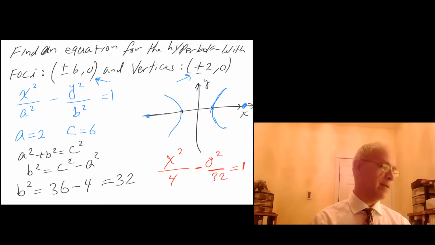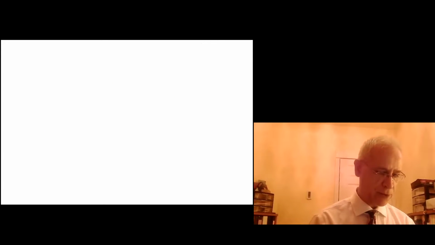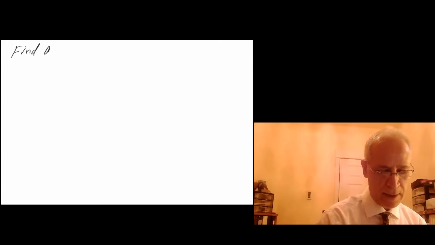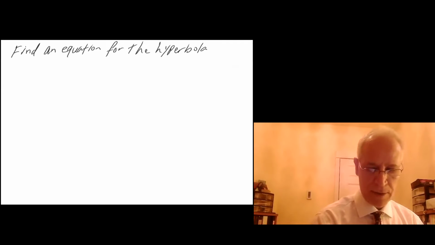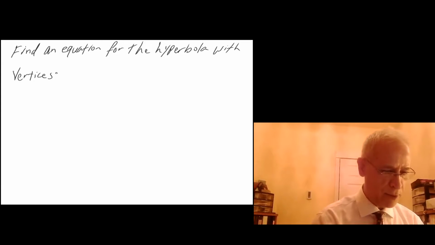And let's do one last one. Go to the next page. Something just a little bit harder. This time we find an equation for the hyperbola with vertices 0 plus and minus 6.